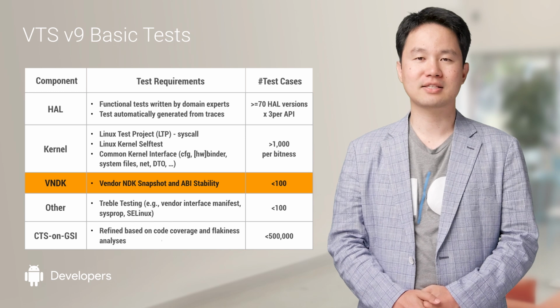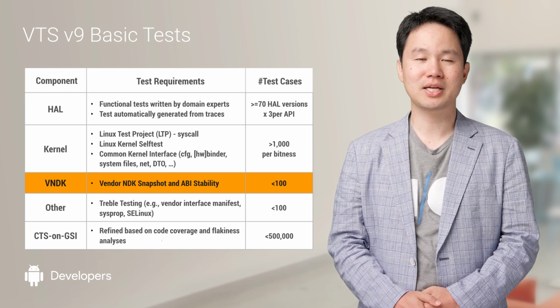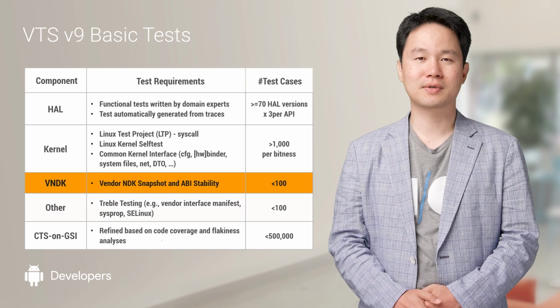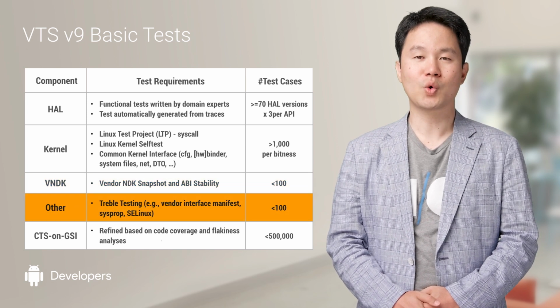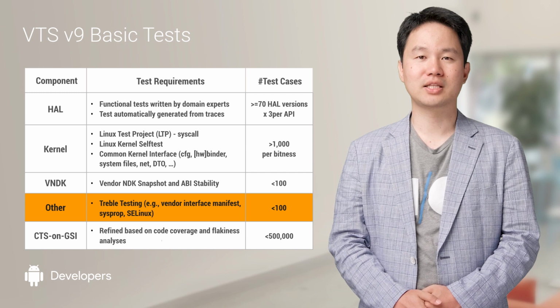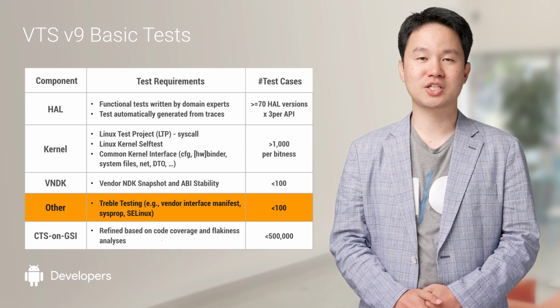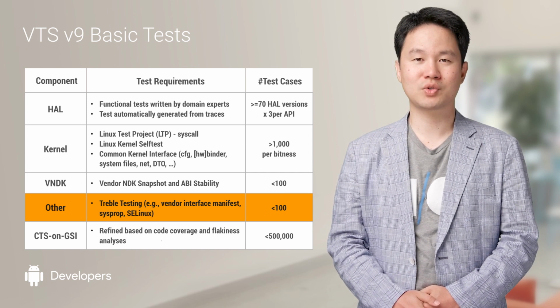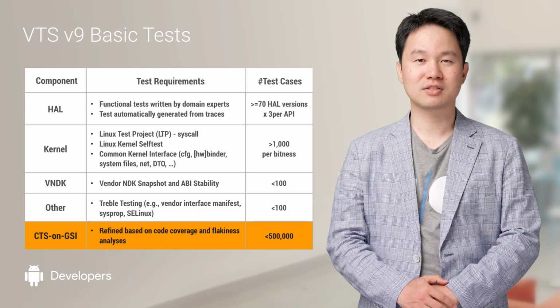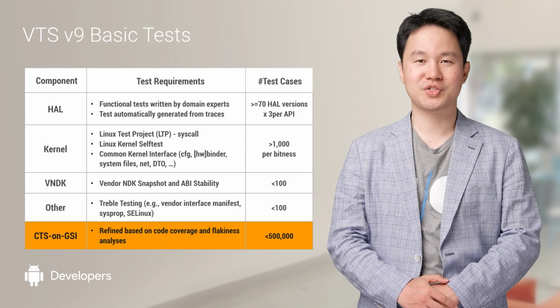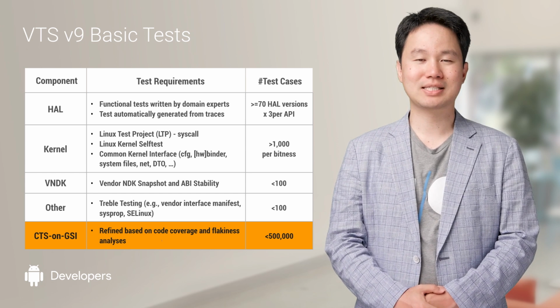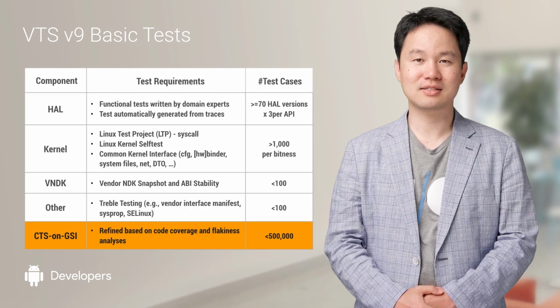The VNDK test check VNDK ABI stability by using symbols extracted from the VNDK snapshots. We also have other basic tests that encode various treble modularization rules. There are less than 120 VNDK and treble test cases. Finally, CTS on GSI is being refined based on an extensive native code coverage analysis, that is to reduce the treble testing cost without harming the actual test coverage. There are less than 500,000 CTS on GSI test cases in V9.